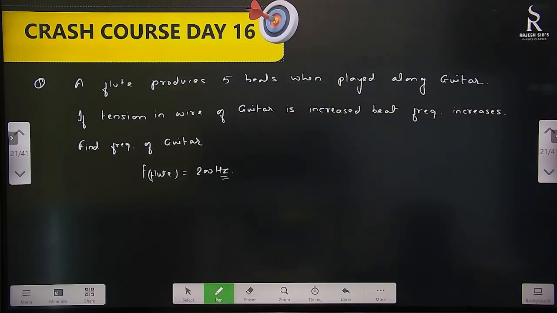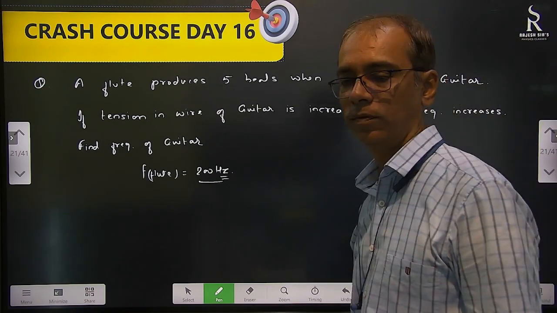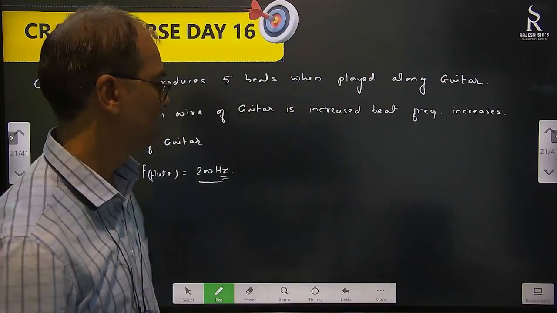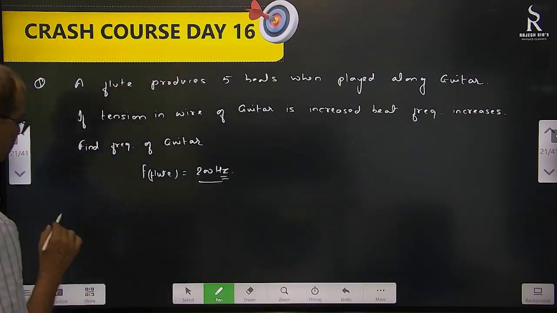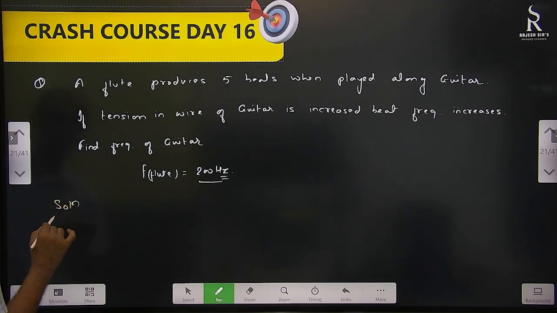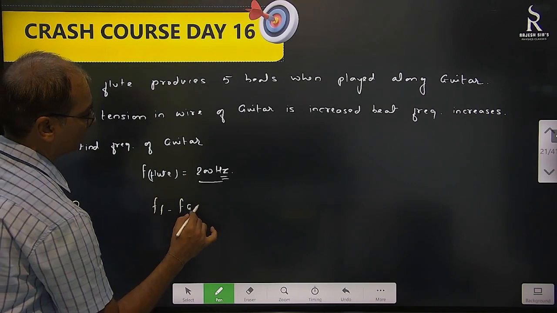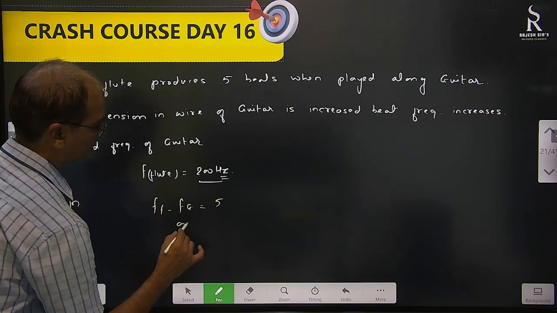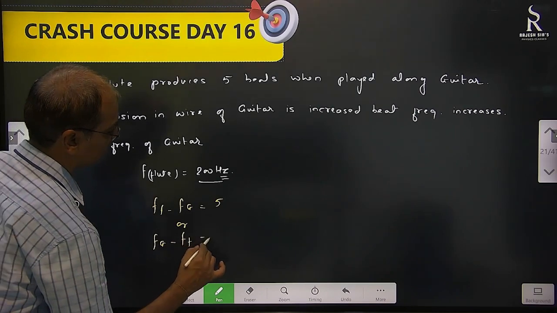Same method, there is no change in the method as such. Okay, that is FA minus FB again. So F of flute minus F of guitar. How much is given? 5. So in solution, F of flute minus F of guitar is 5, or F of guitar minus F of flute is 5.